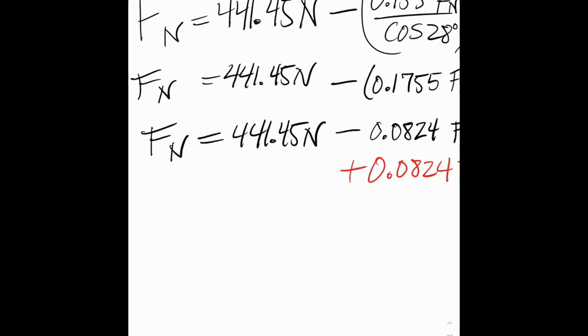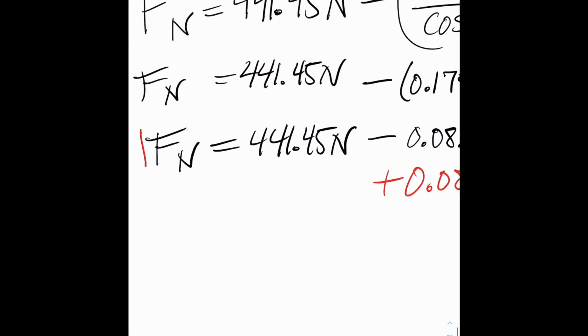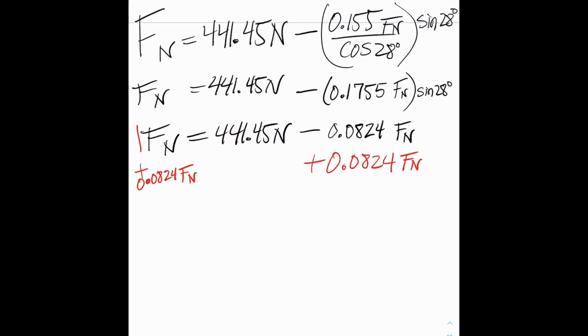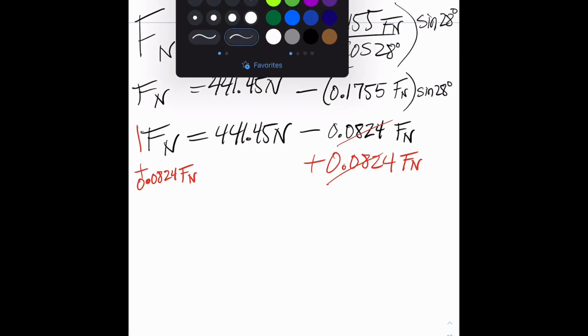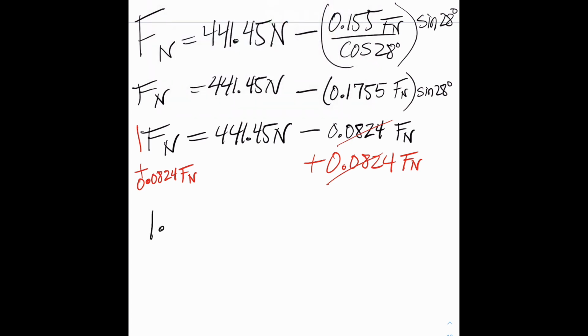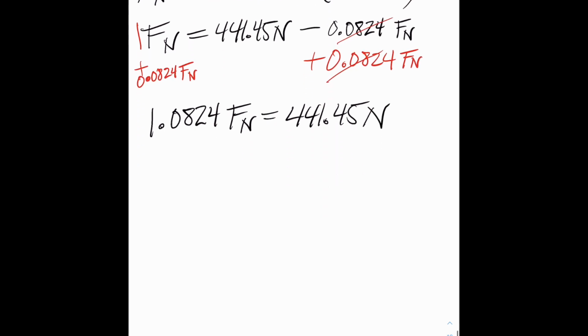And we have to remember over here, this is really 1 times Fn, right? And we're going to add to it 0.0824 Fn. So these are going to cancel away, and we're going to get 1.0824 Fn equals 441.45 newtons. We're then going to divide both sides by that number.